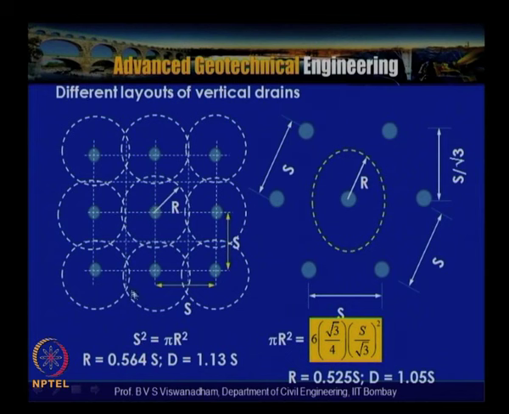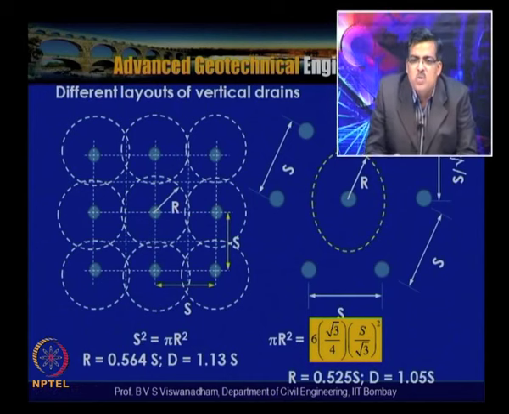So the equivalent radius or equivalent diameter is obtained like S square, which is S into S, is equal to pi R square. The pi R square is nothing but this influence area. With that we get R equal to 0.564 S, or the diameter D is equal to 1.13 S.